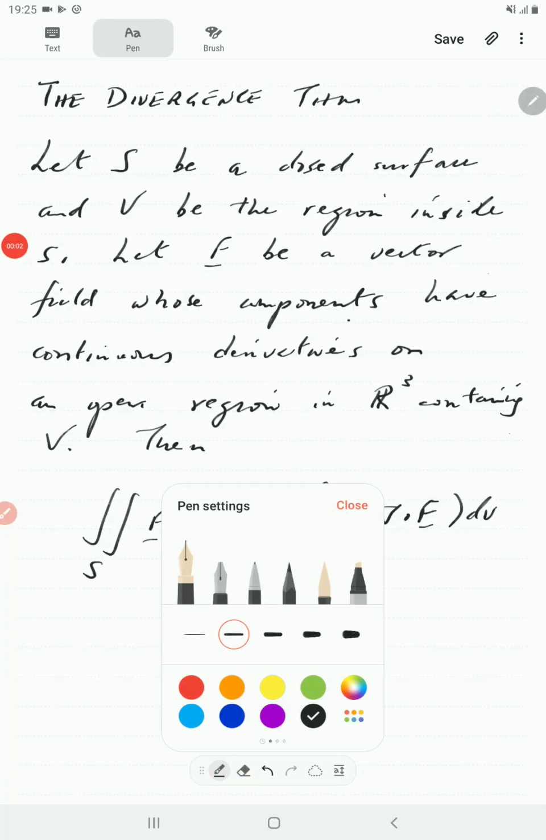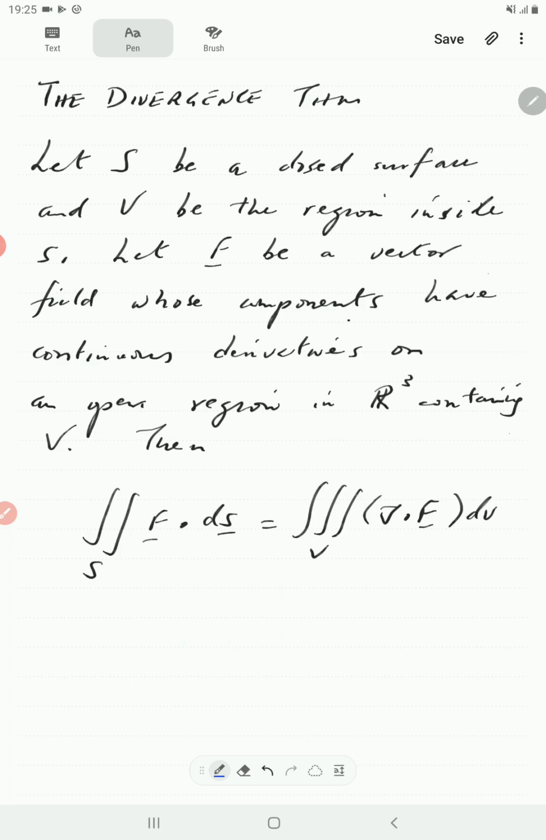Okay, the last theorem we're going to look at in this chapter is the divergence theorem. This theorem is due to Gauss, so it's also usually called Gauss's divergence theorem, or Ostrogradsky. I think he's a Russian mathematician.